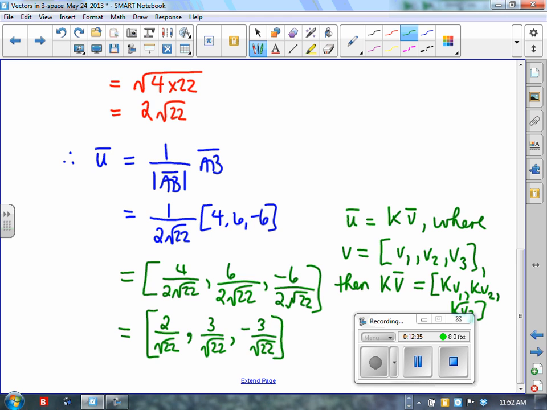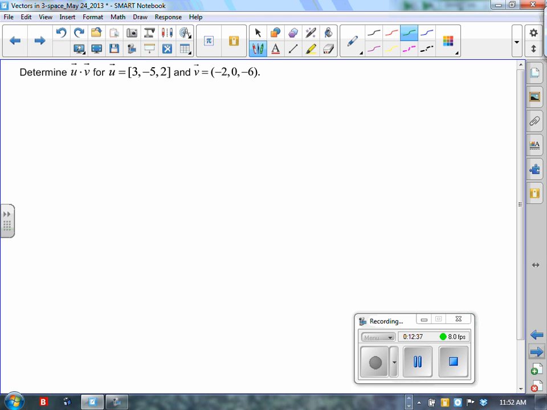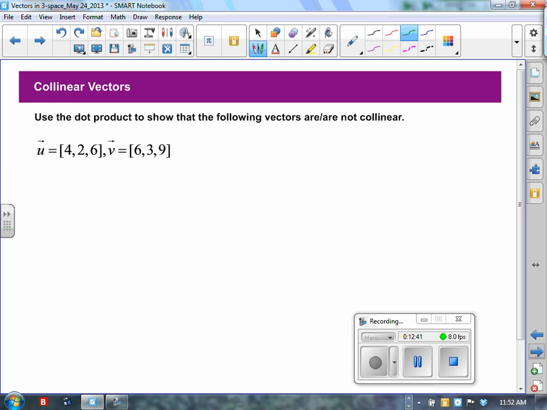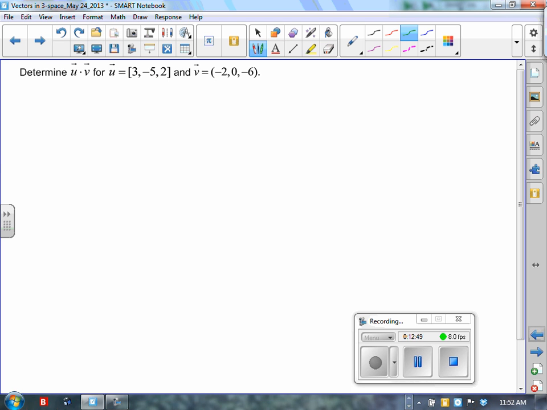Now, next up, what do we have for you? We do have quite a bit, I believe, left over. Let me just check here for a second. So collinear vectors. Yeah, let's do one more. We'll save collinear vectors for class. Let's just have a look at practicing the dot product for vectors that are in 3 space.